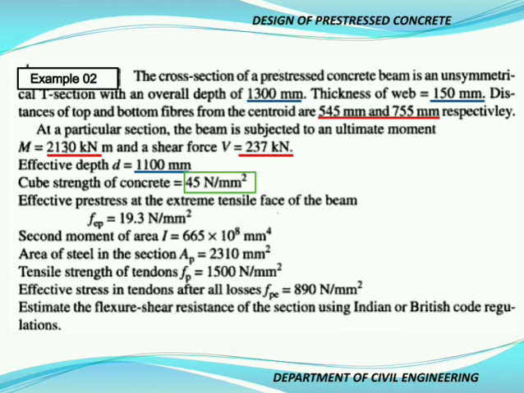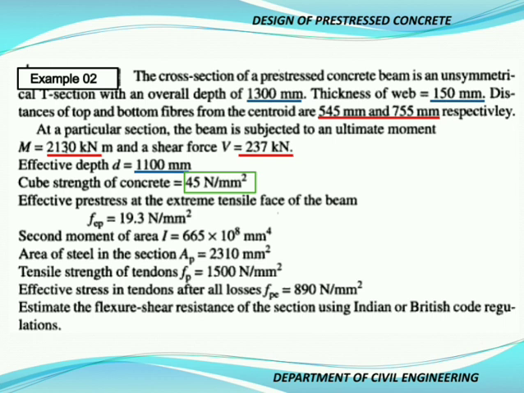Estimate the flexural shear resistance of the section using Indian or British code regulations. Indian or British code regulation means both are the same, hence in the example it is given like that. Again, the example has a bulk of given data which has to be noted down properly.